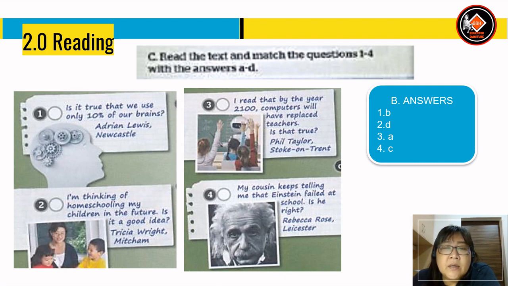Number 3, I read that by the year 2100, computers will have replaced teachers. Is that true? Phil Taylor, Stoke-on-Trent. So the answer is A. And then number 4, my cousin keeps telling me that Einstein failed at school. Is he right? From Rebecca Rose, Leicester. So the answer is C.